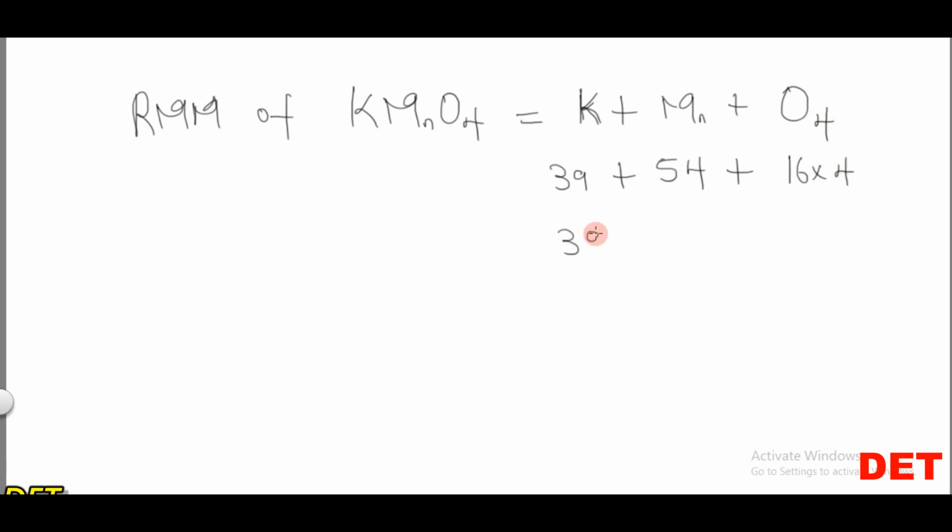All right, so this is 39 plus 54 plus 16 times 4, which gives us 64. So when you add this, everything will be equal to 157. All right, 157. So the relative molecular mass of potassium tetraoxomanganate 7 is 157 grams.